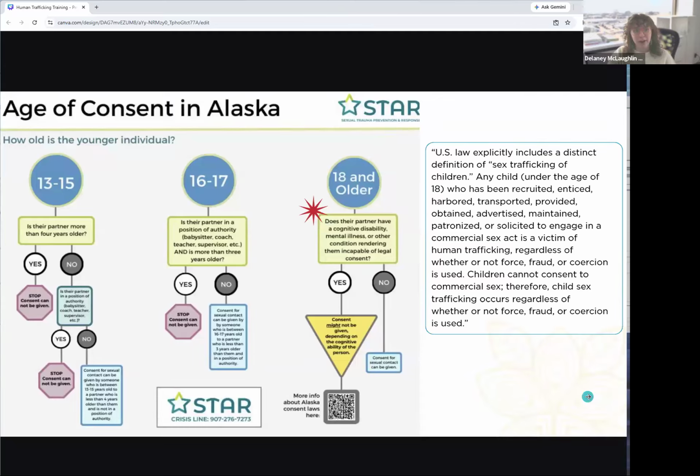Yeah, so now we're going to be talking about some myths versus fact. There's a lot of misinformation about trafficking, and so we're just going to clear a couple of those up, and then we'll dive into the AMP model.